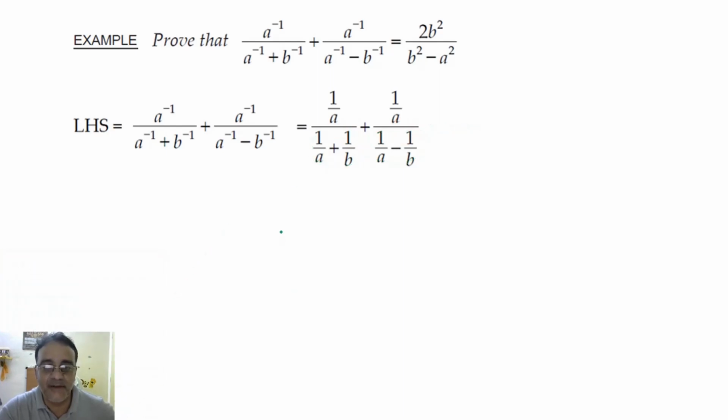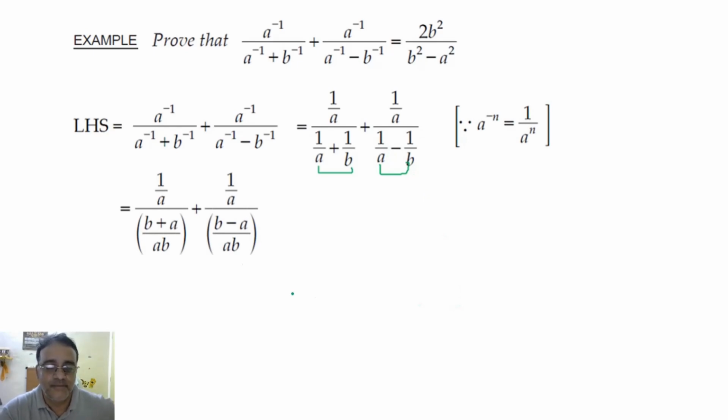So कैसे लेंगे बताओ? How will you take? What is LCM of these two? A and B. A into B. Right. यहाँ पर भी a into b होगा and the numerator will get b plus a. Okay, here b minus a. This step is clear? Yes, sir.